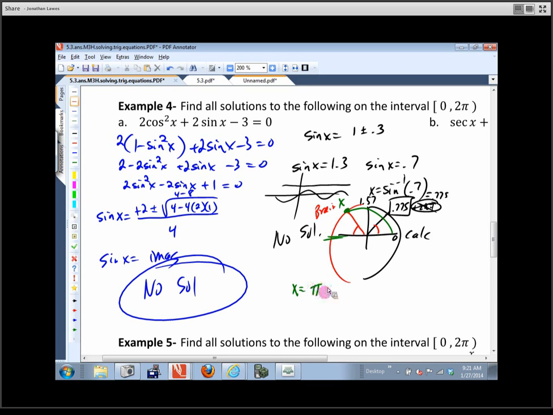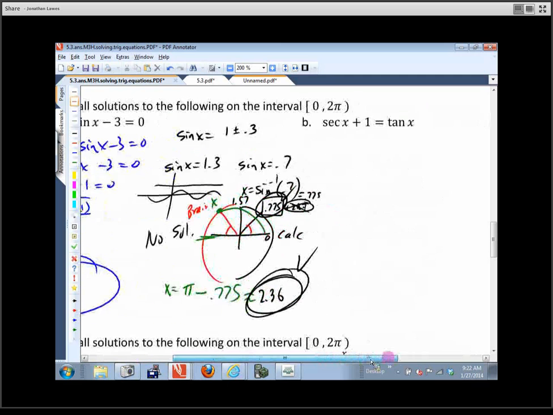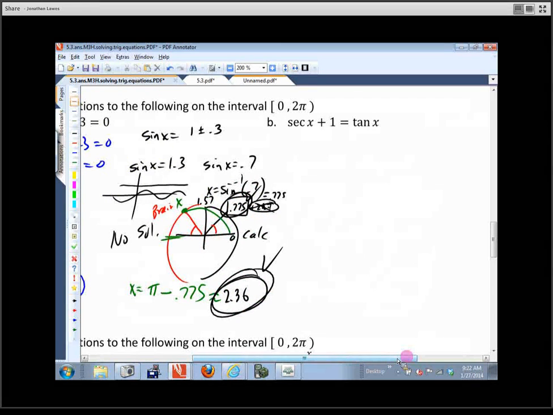Let's start with pi and let's just subtract the size of that reference angle, subtract 0.775. Remember doing this in chapter 4 when we were talking about reference angles? So on your calculator, type in pi minus 0.775 and tell me what you get. 2.36. So these 2 answers right here, those are it. Those are the only ones between 0 and 2 pi. So if you had one like that, that's how you'd finish it off. Probably wouldn't give you one like that on a test, though. Okay, any questions?